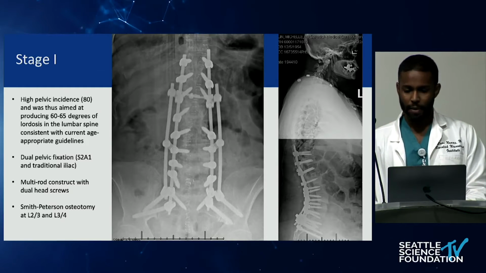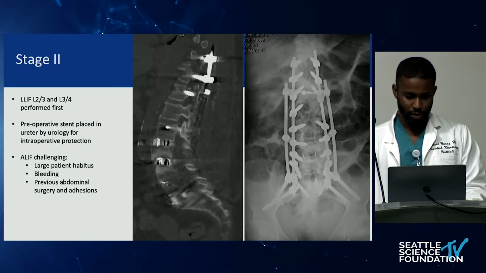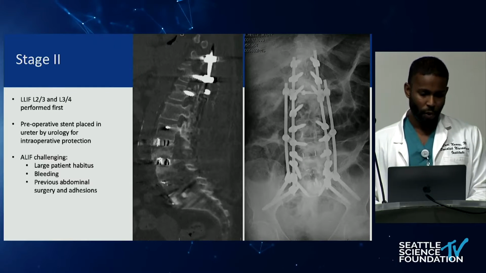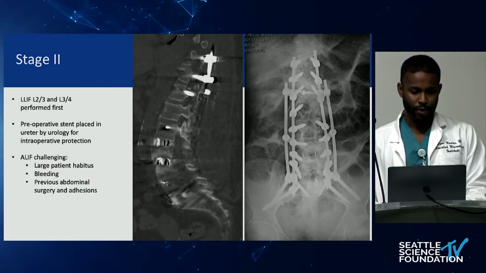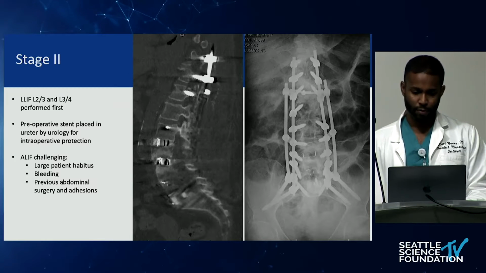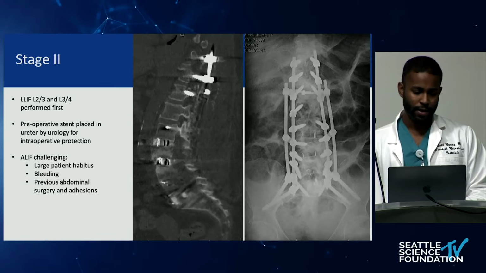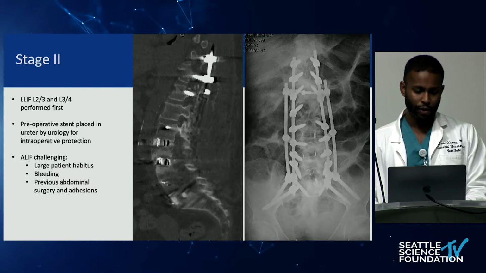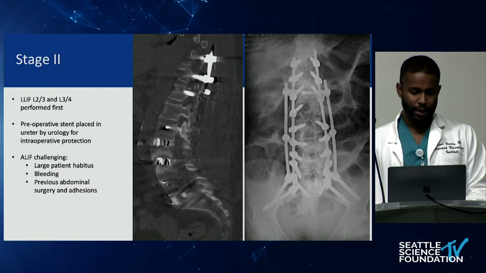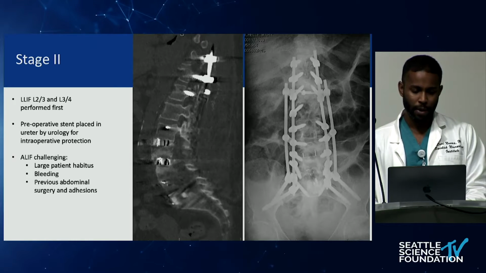We brought her back a month later for the second stage of her procedure and performed a lateral 2-3 and 3-4 interbody fusion that was performed first. And then urology placed a stent in the ureter for intraoperative protection. During the anterior approach, it was highly challenging.